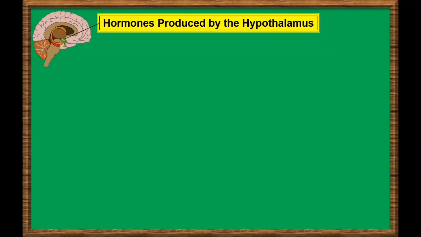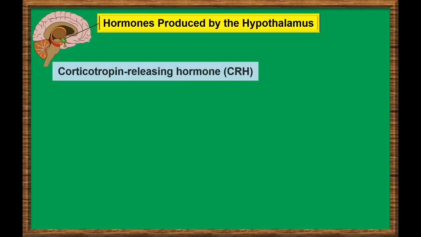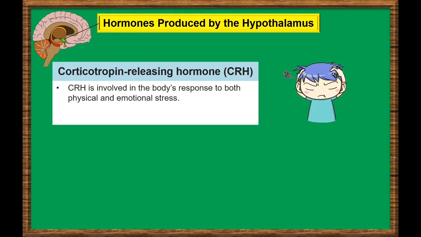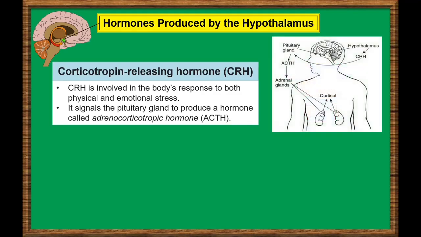Some of the most important hormones produced in the hypothalamus are the following: corticotropin-releasing hormone, or CRH. CRH is involved in the body's response to both physical and emotional stress. CRH signals the pituitary gland to produce a hormone called adrenocorticotropic hormone, or ACTH. In return, ACTH triggers the production of cortisol, an important stress hormone.